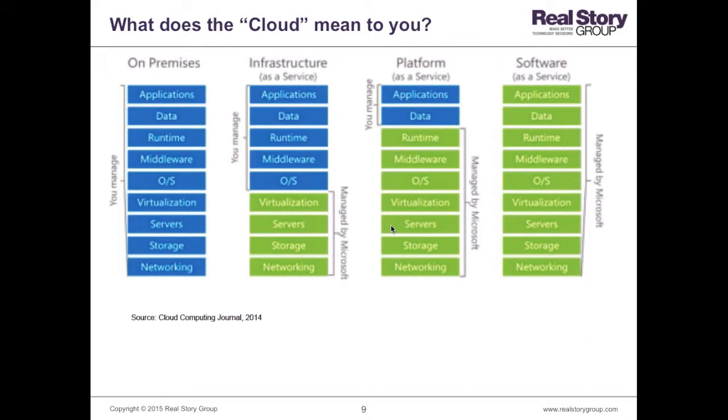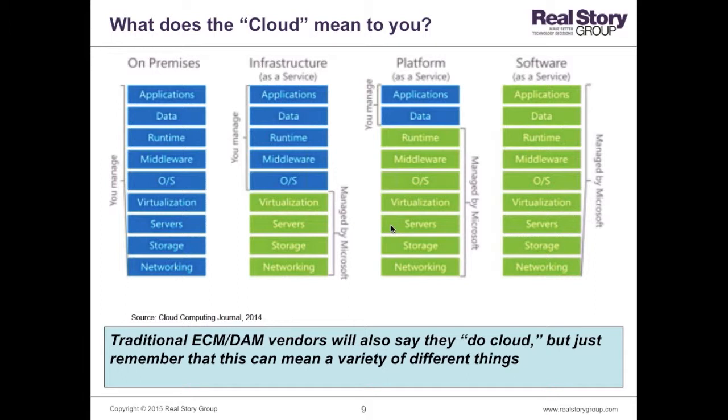Now, in the context of the ECM or DAM tools marketplace, there are different variations of how cloud is deployed. It could be public cloud, private cloud, community cloud, or a combination of one or more of these, which is essentially a hybrid cloud. So let's look at some of these deployment options in more detail in the context of ECM/DAM.